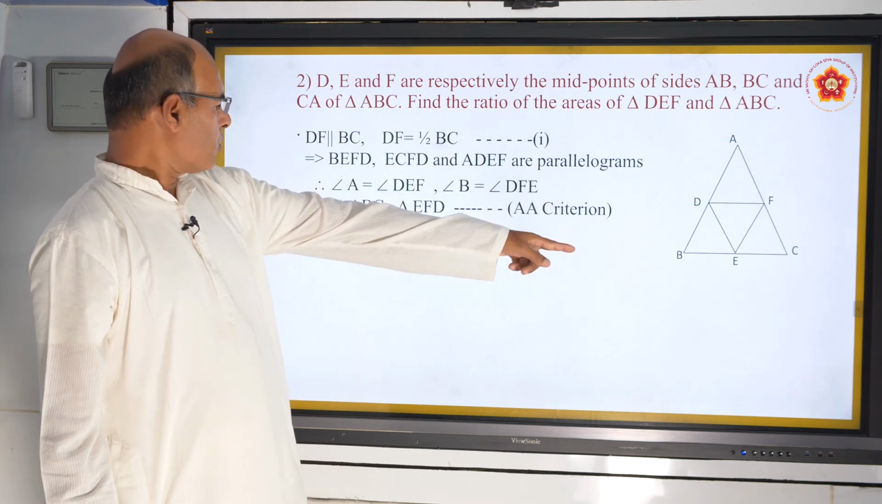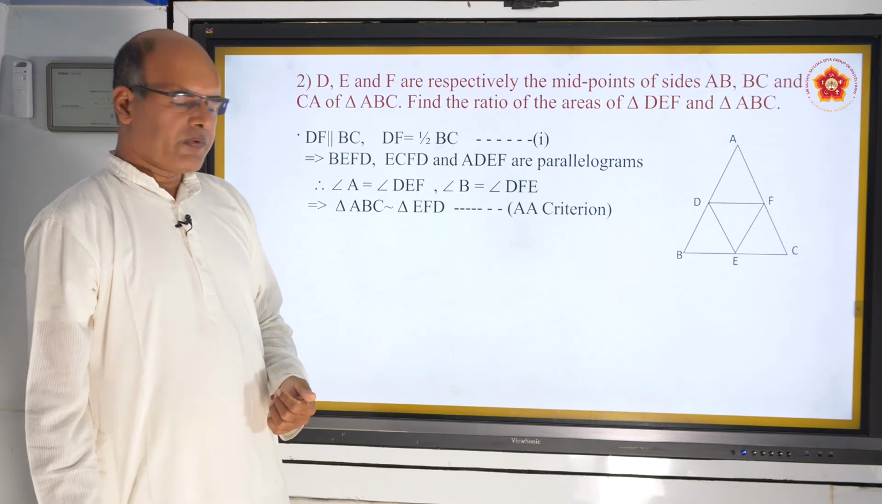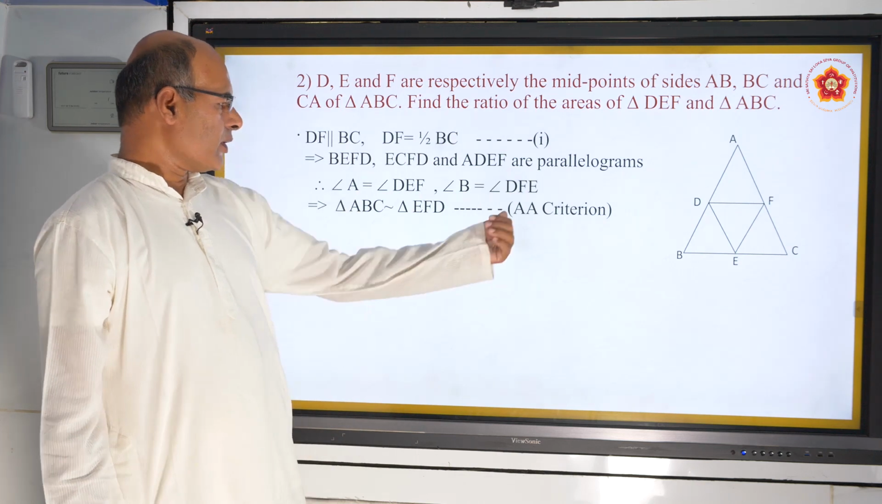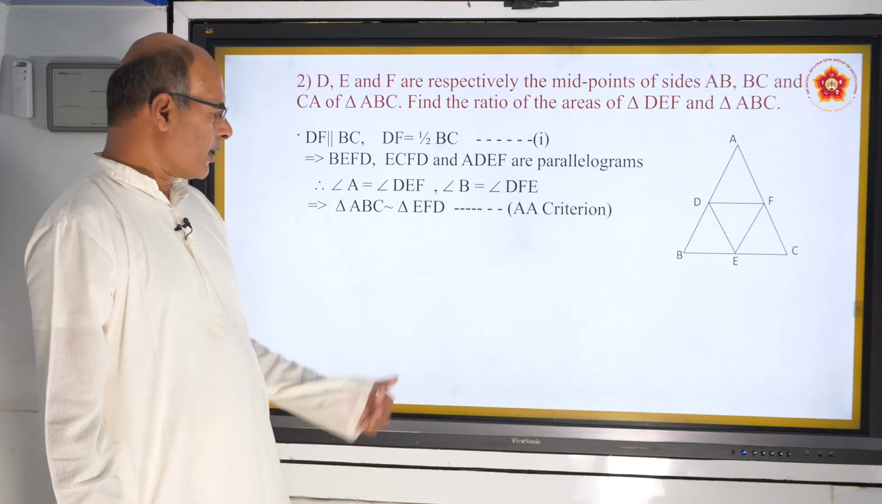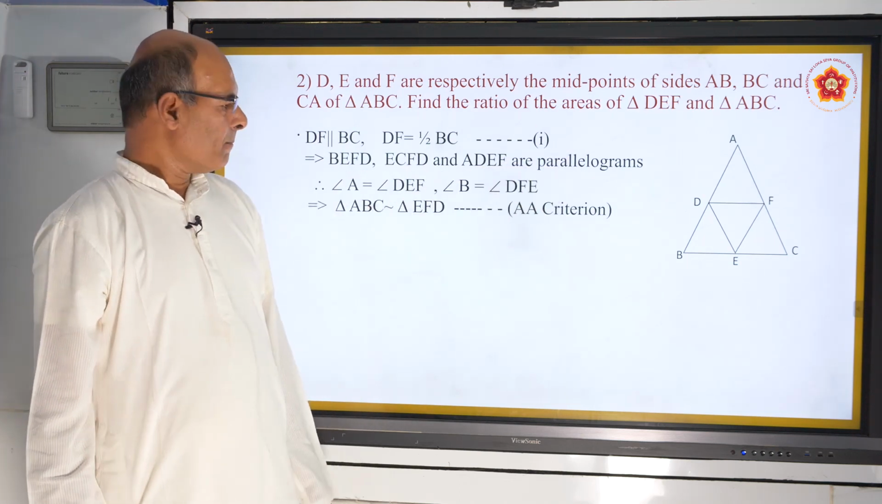Therefore angle A is equal to angle E. Angle A of the big triangle is equal to angle E of DEF, the angle of the small triangle. Angle B is equal to F. Therefore according to the AA criterion, using the AA criterion we can write the small triangle is similar to the big triangle.